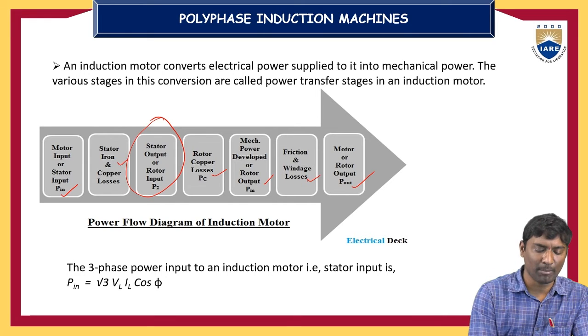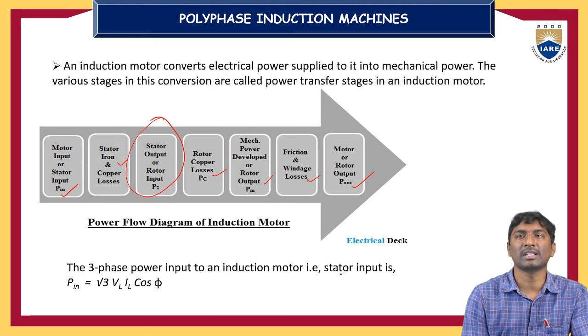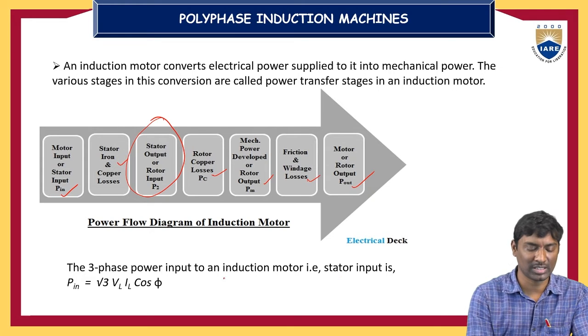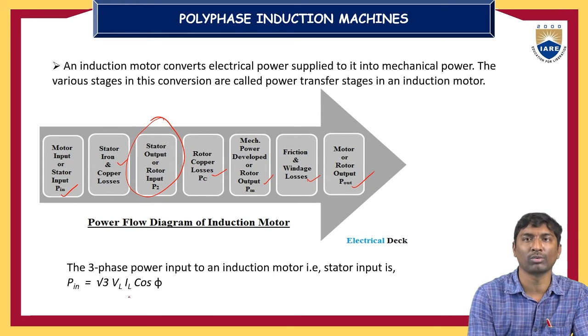Now for example, I am giving three-phase power input to the induction motor, that is the stator input. The stator input P in is equal to root 3 into VL into IL into cos phi.